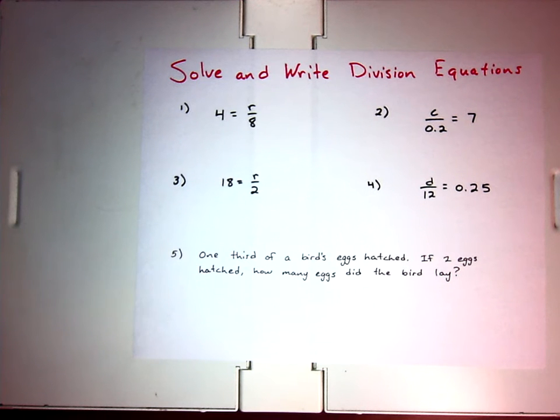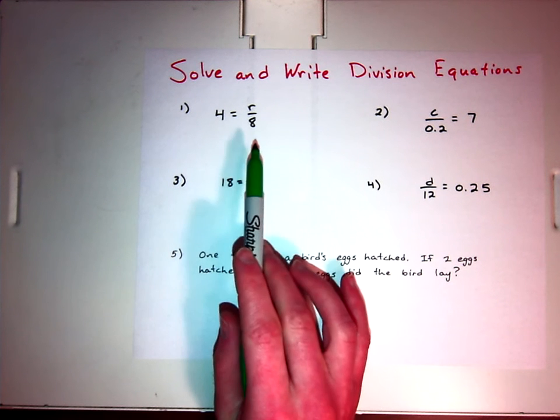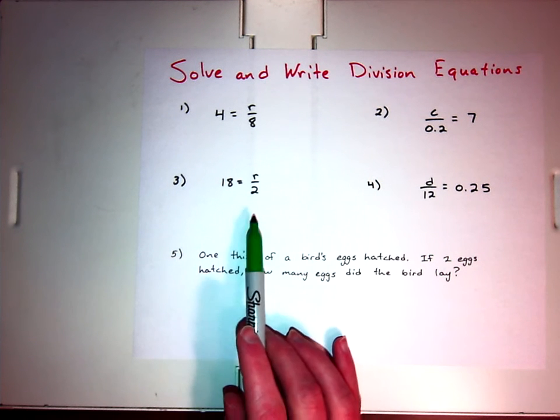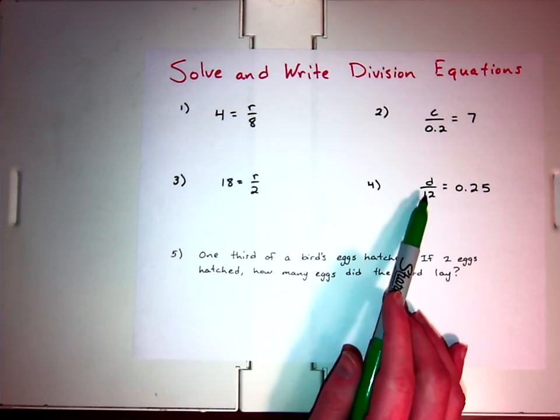For this lesson, we're talking about solving and writing division equations. Something that's important to remember when we're working with equations is our goal is usually to solve for one variable. And in this case, in example 1, we're solving for R. For example 2, we're solving for C. For 3, we're solving for R. And for 4, we're solving for D.